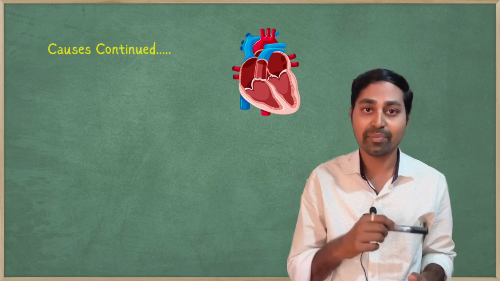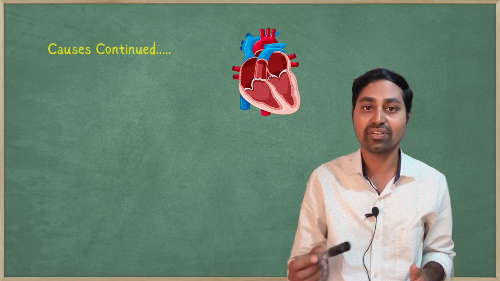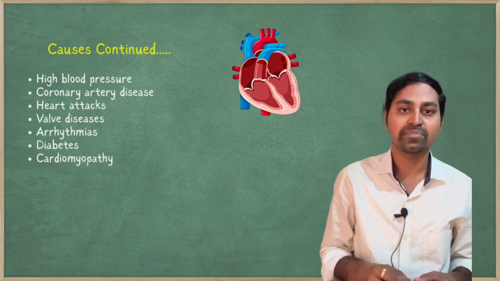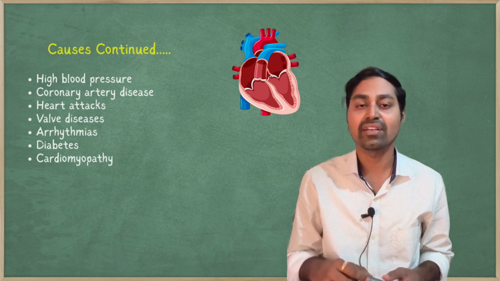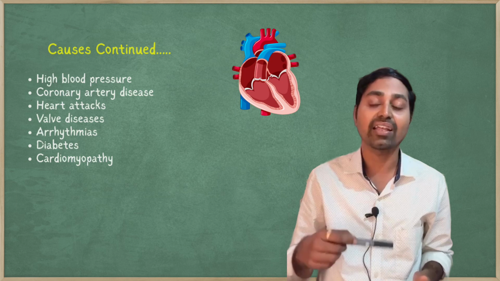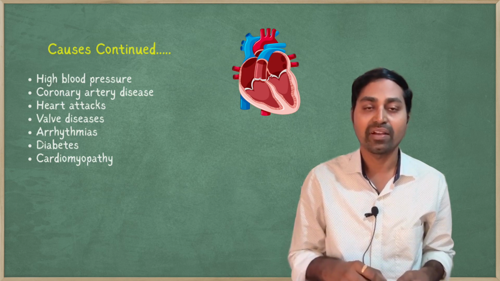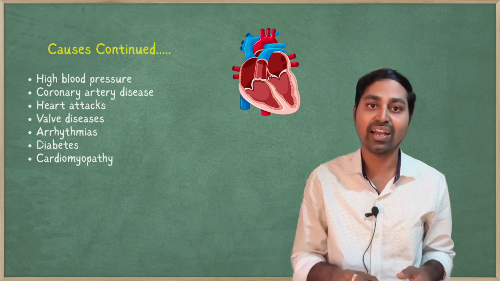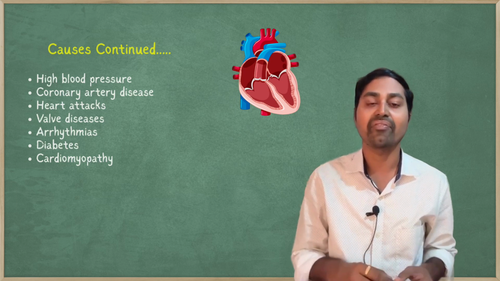Then in diabetes, nerve damage, even that is called cardiomyopathy. What is cardiomyopathy? Cardiomyopathy is a disease of the heart muscle, it can cause heart failure. That is because it makes it harder for the pumping. Nerve damage or cardiomyopathy makes it harder for the heart to pump the blood effectively.